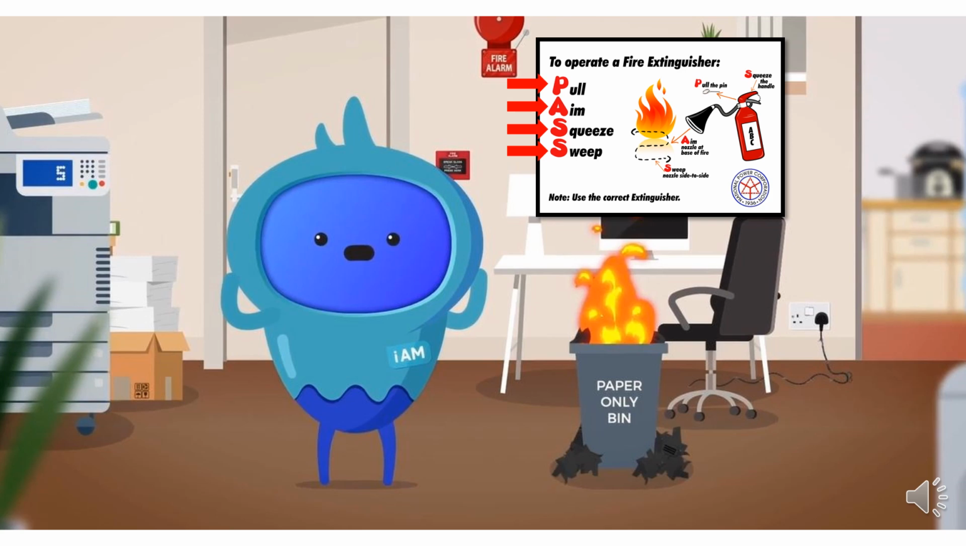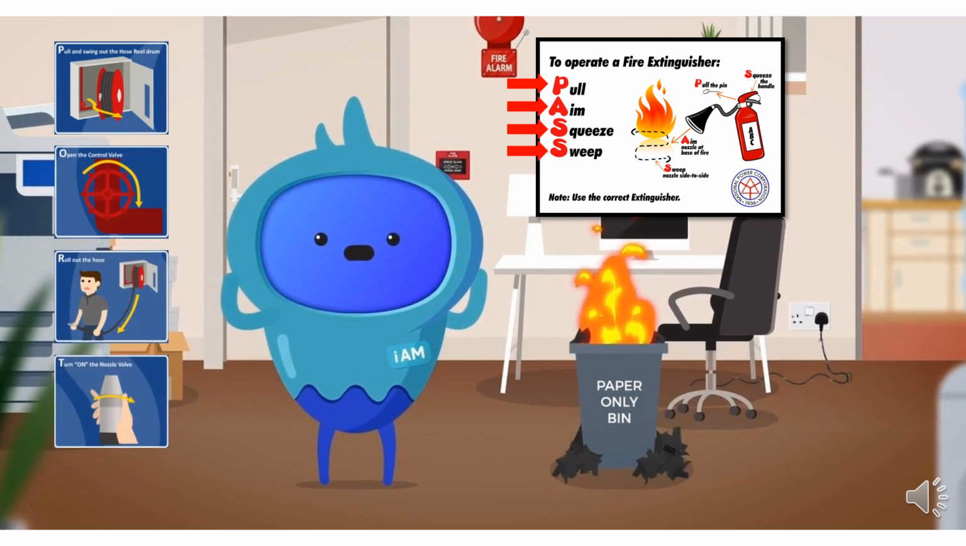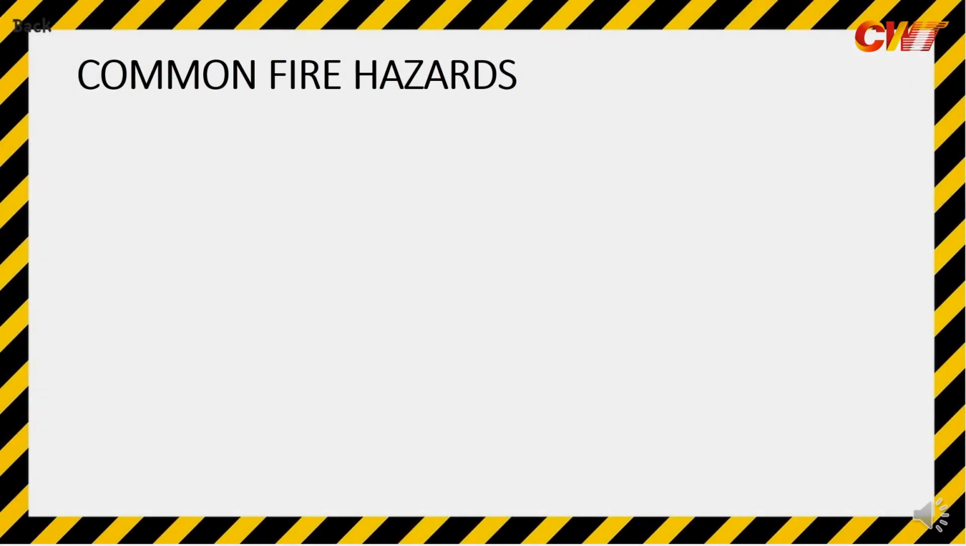Oh no, the fire extinguisher is empty. No worries, you can still use the fire hose reel provided every 45 meters around you. Find the nearest hose reel and pull out the hose reel. Open the control valve, roll out the hose. Turn on the nozzle valve. Spray, spray, spray.